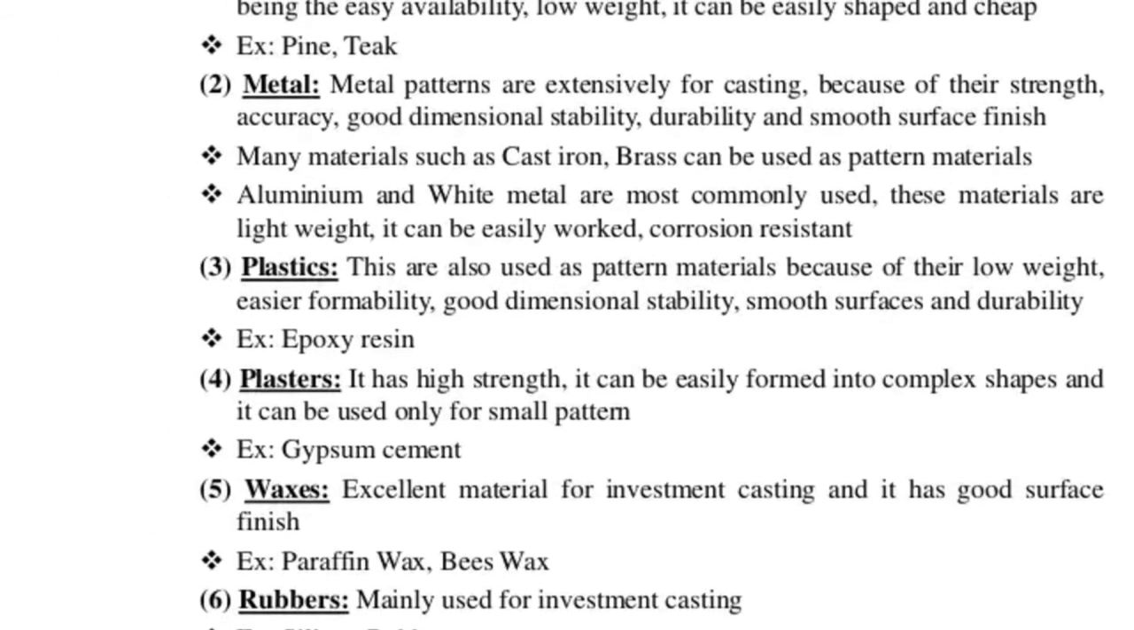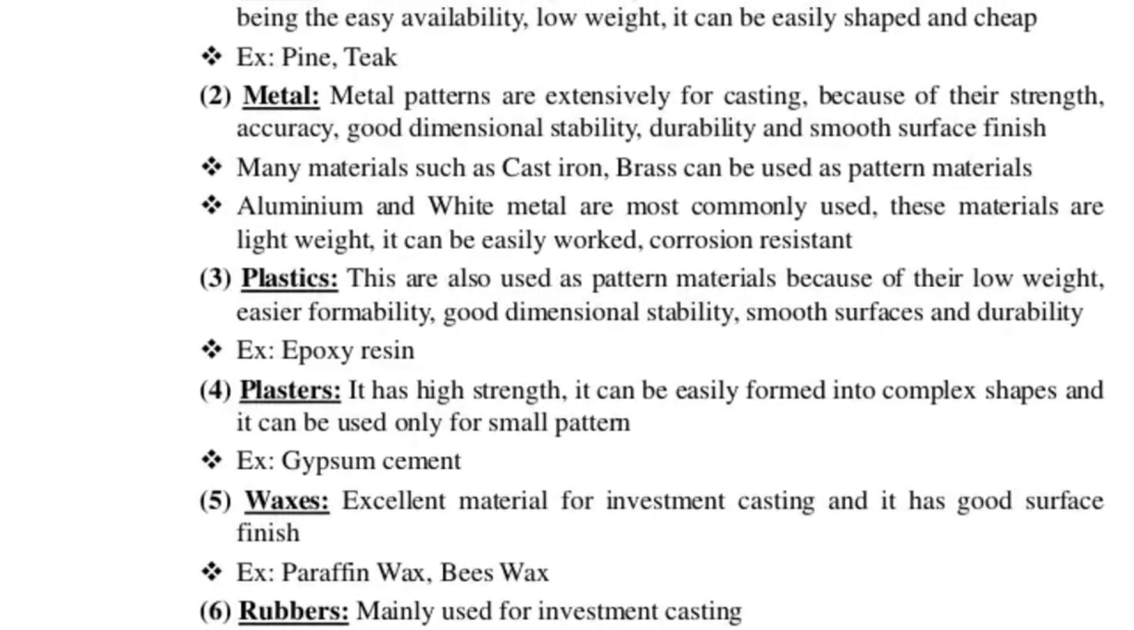Then the third material, that is plastic. These are also used as a pattern material because of their low weight, easier formability, good dimensional stability, smooth surface and durability. An example of plastic is epoxy resin. Then the next material, that is plaster. It has high strength, it can be easily formed into a complex shape and can be used only for small patterns. The example is gypsum cement.